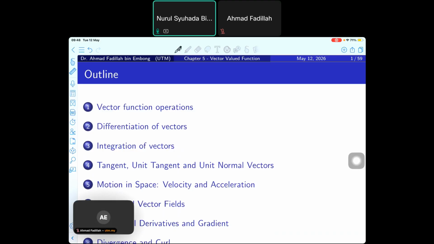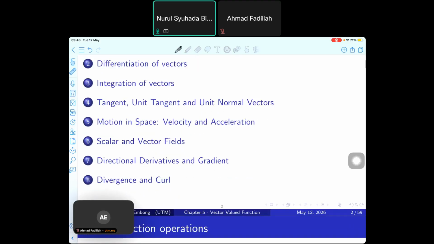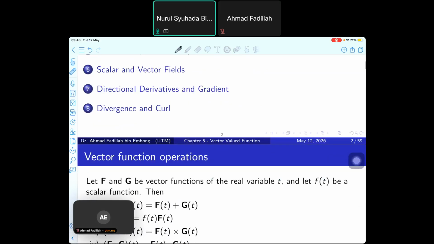Of course, compared with the integration of the previous chapter, the integration in this chapter will be much simpler because we are going to cover only one-variable vectors. Then we are going to look at the definition of tangent, unit tangent, and also unit normal vector. First, we are going to recall again the basic operations that we have in the vector function.